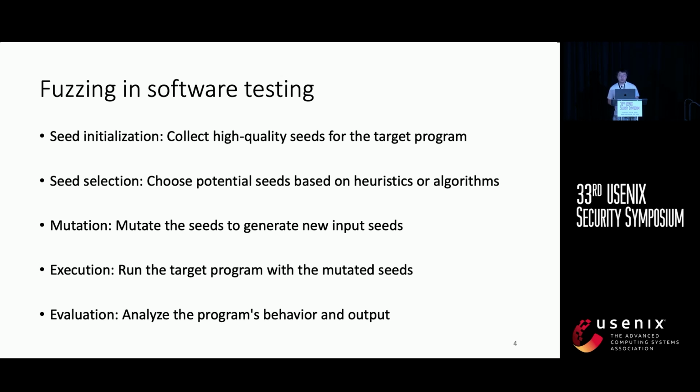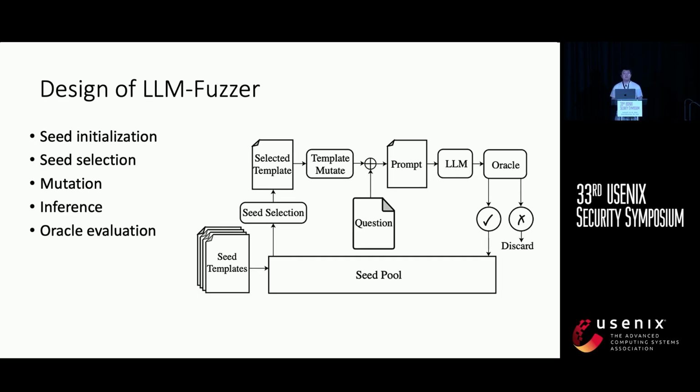After selecting the seed, we move on to the mutation. This involves making mutations to the seed to generate new input seeds. These mutations are designed to explore different parts of the target program's input space, increasing the chances of finding bugs or vulnerabilities. Then, these mutated seeds are used to run the target program, and we analyze the target program's behavior and output in response to the mutated seeds. This is how fuzzing in software finds vulnerabilities. Now, let's look at the design of LLM-Fuzzer, a tool with a similar process to fuzzers for software testing. The design of LLM-Fuzzer follows a structured process.